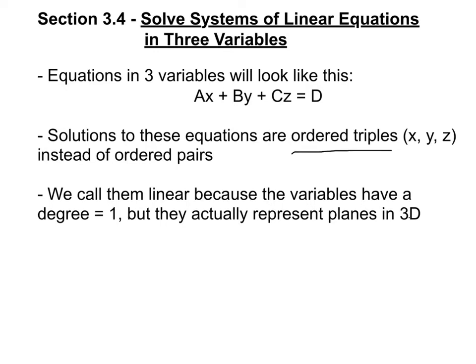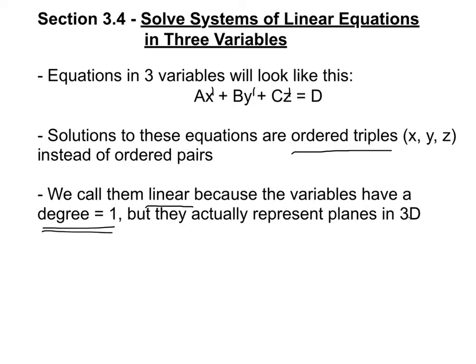Now here's an important geometrical point. We do call these linear equations because the variables have a degree of 1. Okay, if you look at the standard form equation I have, it's x to the first, y to the first, z to the first. None of those can be squared, cubed, etc. They can only have a degree of 1. So we call them linear for that reason, because the degree is 1.